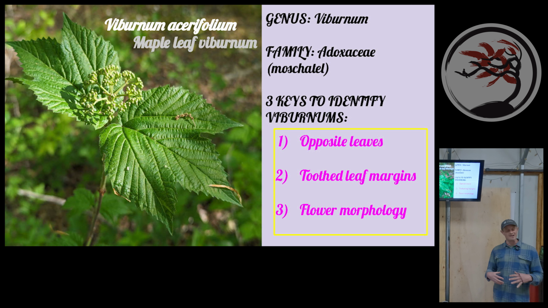So initially today, I at least want to give you 3 ways to identify the genus. We're not going to get into the specific species, but how to differentiate it from other understory trees that are going to have some similar characteristics. So the first one is opposite leaves. Of course, that's a character trait that's going to be shared by dogwoods. And so that moves us into our second key for identifying viburnums. They have toothed leaf margins. So dogwoods have a smooth leaf margin.